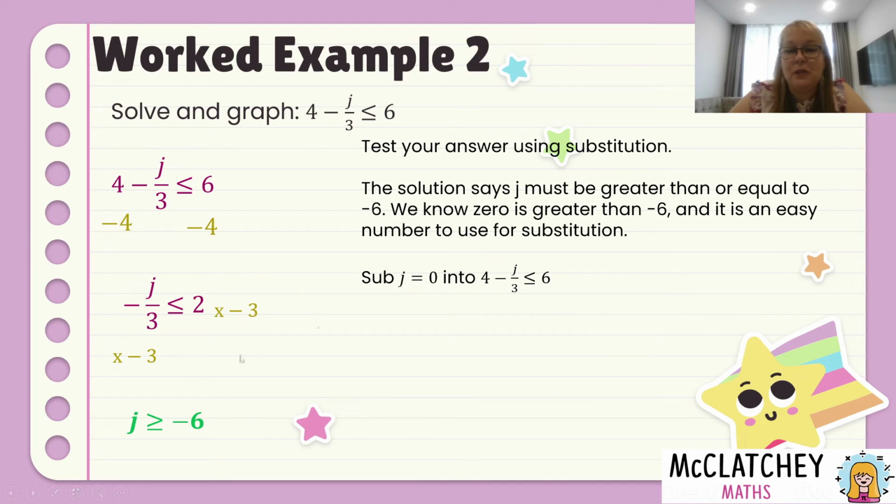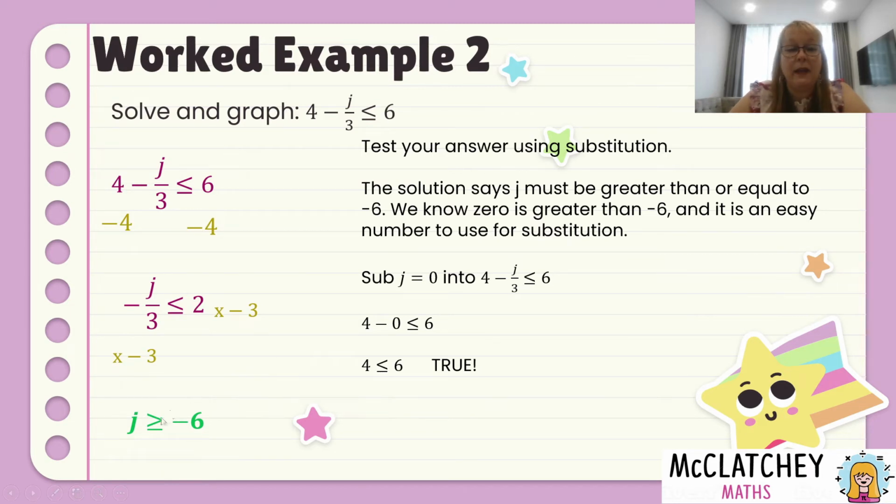Now, when I substitute j equals 0 in, that means that's going to become a 0. Anytime you've got a 0 as part of a fraction, the whole fraction will just become 0. So I'm going to have 4 take away nothing. So 4 take away nothing, is that smaller than or equal to, because remember this was my original equation, 6? Yes, it is. So 4 is smaller than 6, so yes, it's true.